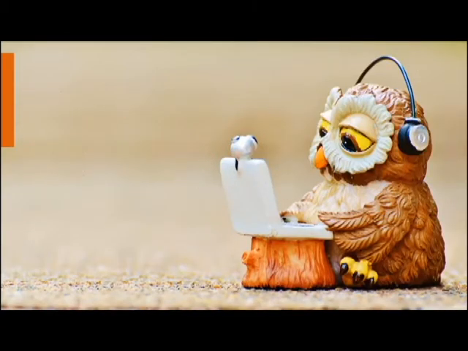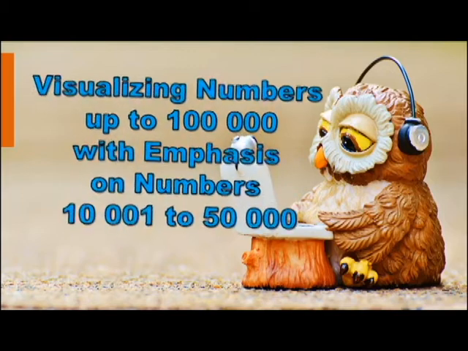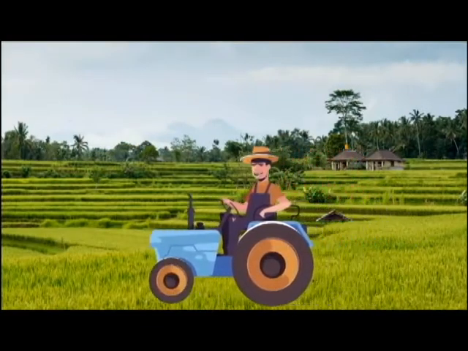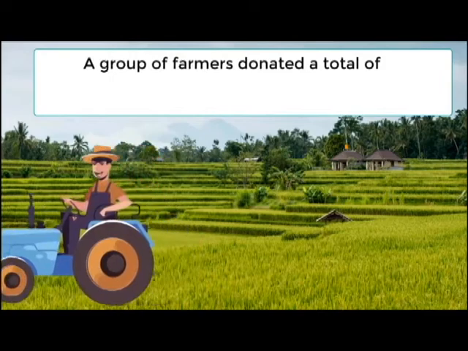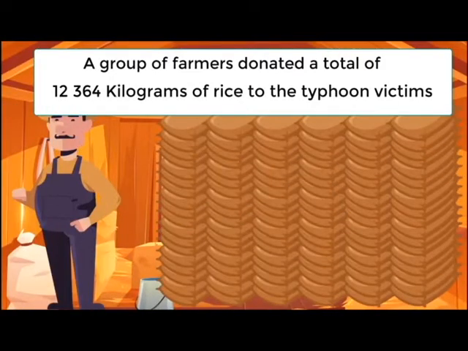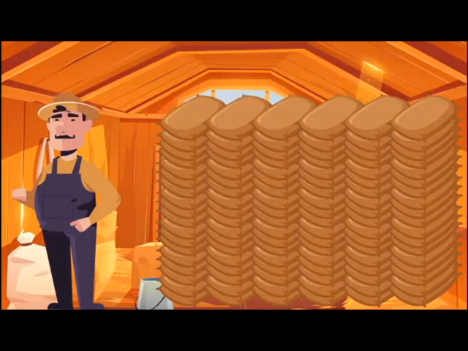In today's lesson, we will learn all about visualizing numbers up to 100,000 with emphasis on numbers 10,001 to 50,000. But before that, try to look at this situation. A group of farmers donated a total of 12,364 kilograms of rice to the typhoon victims. Can you imagine how big the number 12,364 is?